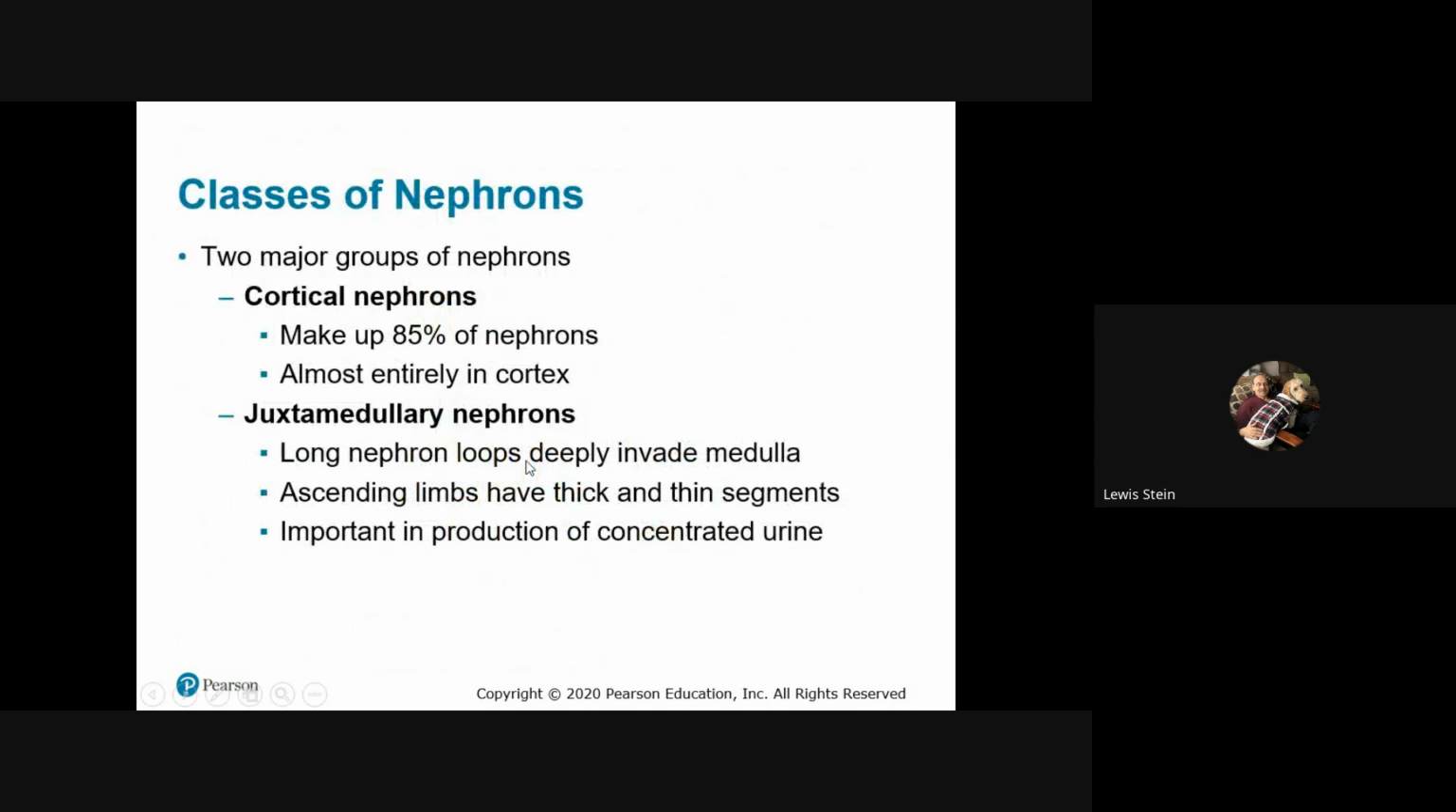So about 85% of the nephrons have the job of dealing with all the solutes, all the stuff that's dissolved, whether it's glucose, other chemicals, or amino acids, whatever it's reabsorbing or secreting. A variety of charged particles. 85% of them are almost all in the cortex, hence the name cortical nephrons. Juxtamedullary just means next to the medulla; those are the long nephron loops. And that's what we'll deal with when we start talking about the countercurrent system.